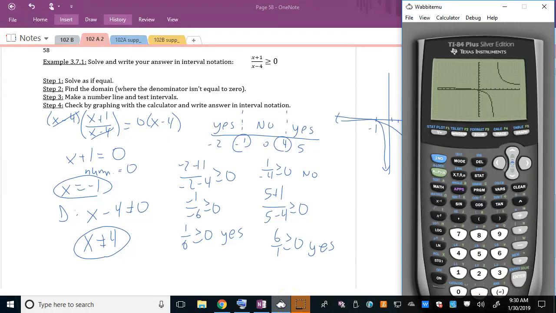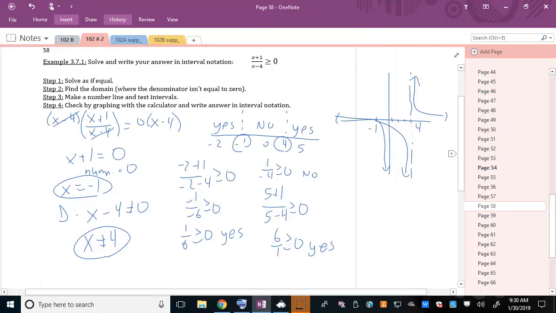You can also use the table. If I go to my table at -1, that's where I've got the 0. And scroll down just a little bit so I can see the 4. There's the error message. Again, that error message is my vertical asymptote.